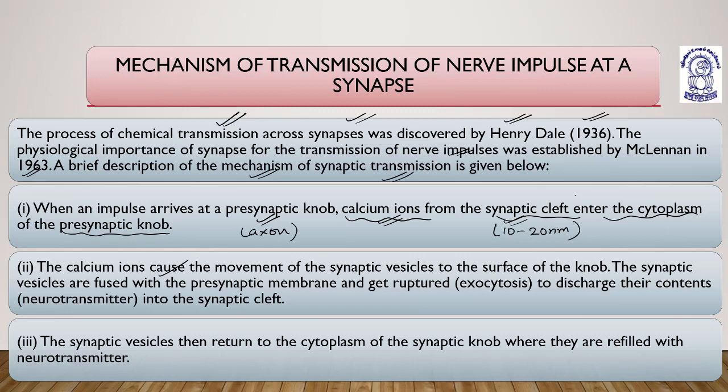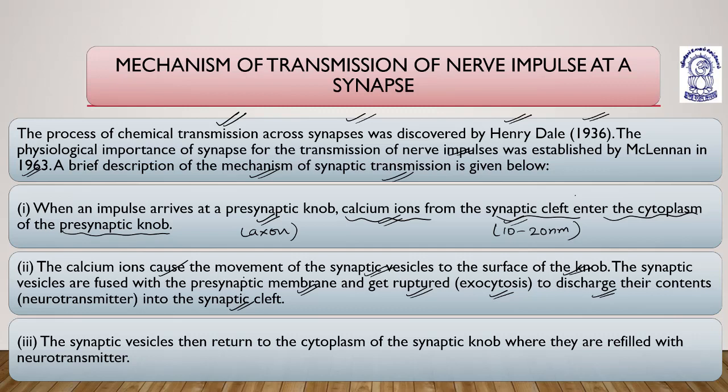The calcium ions cause the movement of synaptic vesicles to the surface of the knob. The synaptic vesicles are fused with the presynaptic membrane and get ruptured. That is exocytosis, to discharge their contents, that is neurotransmitter, into the synaptic cleft.